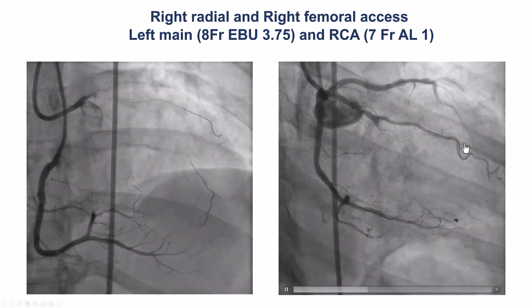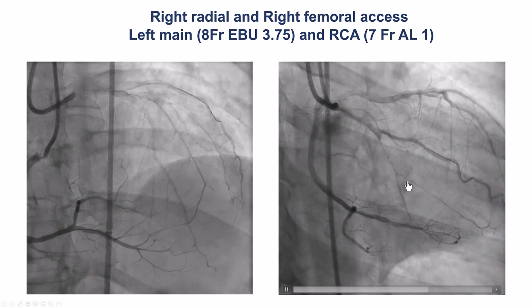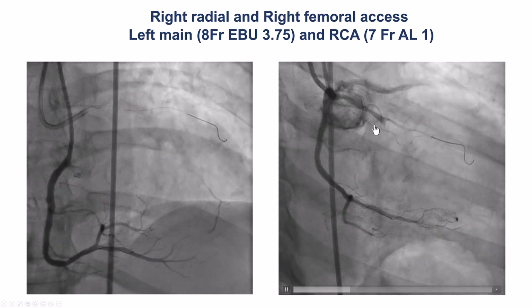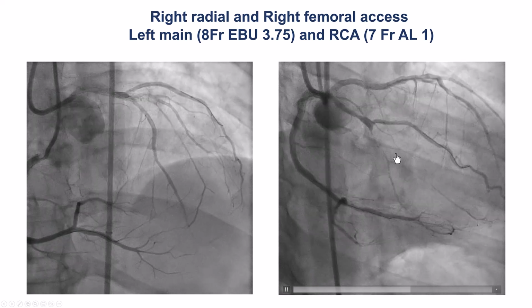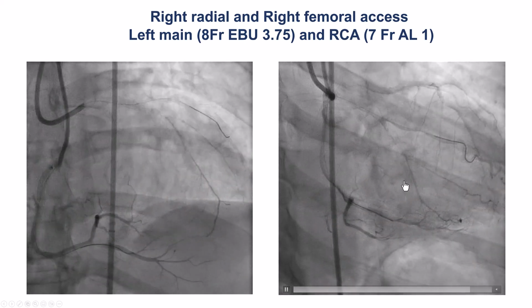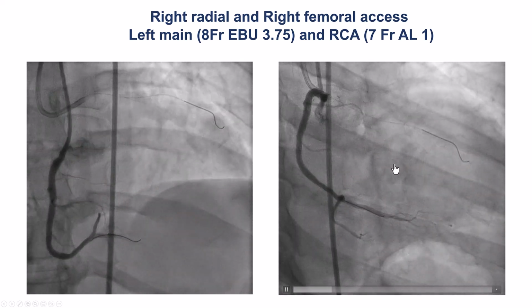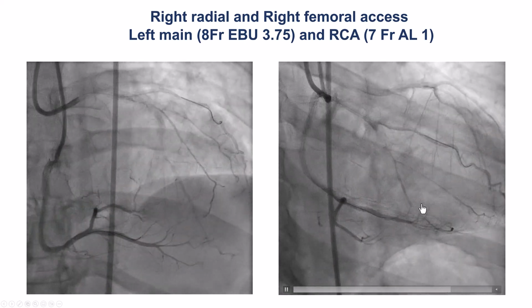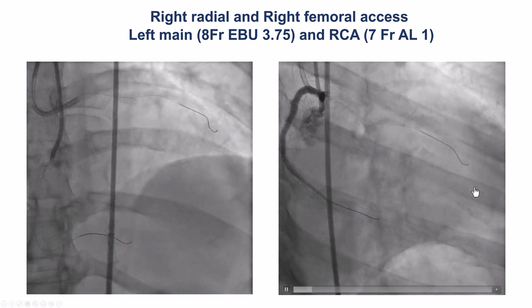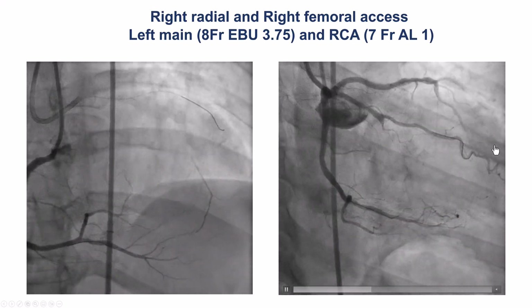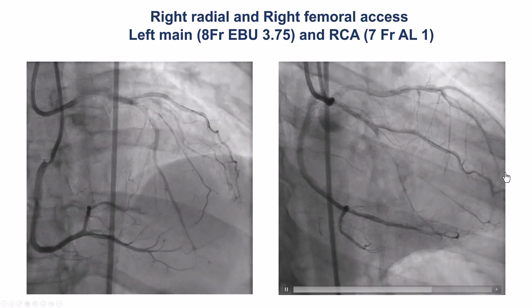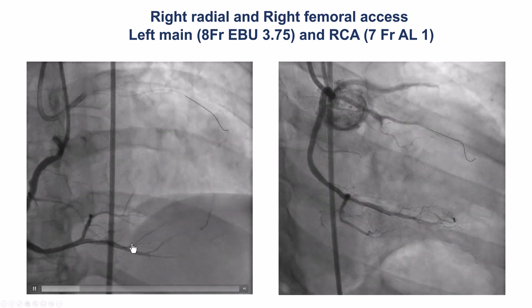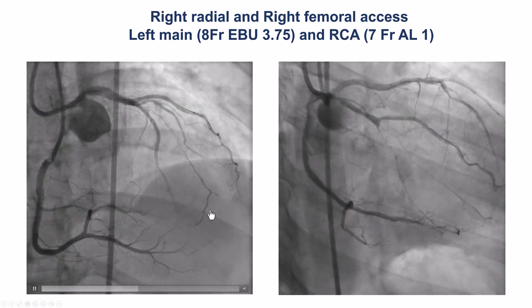Dual injection shows a CTO of the second obtuse marginal. It does have a well-defined proximal cap, maybe some sort of microchannel or bridging collateral. There is a bifurcation close to the distal cap, splitting the vessel into a superior and an inferior branch. And then the distal vessel is filling via epicardial collaterals. The superior branch is filling through an epicardial from the diagonal, and the inferior branch is filling through an epicardial coming from the PDA.